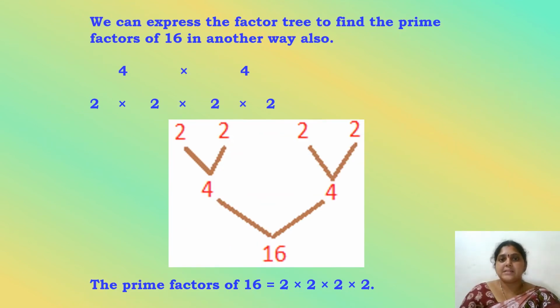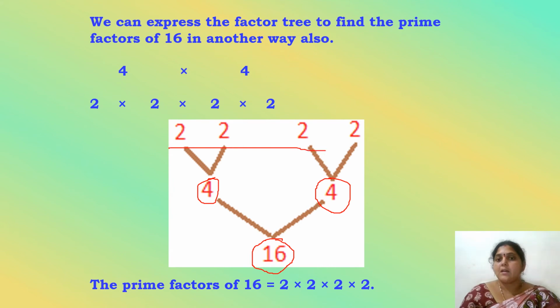One more example we'll see here. We can express the factor tree to find the prime factors of 16 in another way also. So what is that? 16 is our root, and in the 4 table, 4 4s are 16. Now 4 is a composite number here. This 4 is again converted to prime numbers, that is 2 into 2. If you see here, we are getting 4 2s as we have done in the previous example. So the factors of 16 are 2 into 2 into 2 into 2.